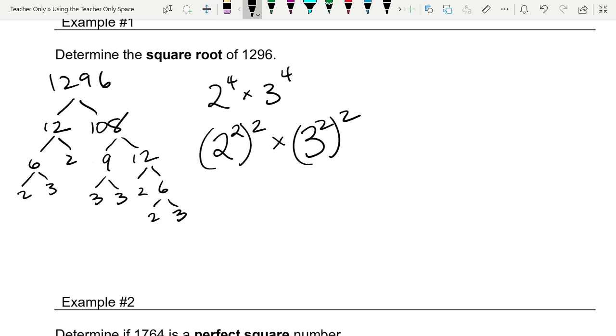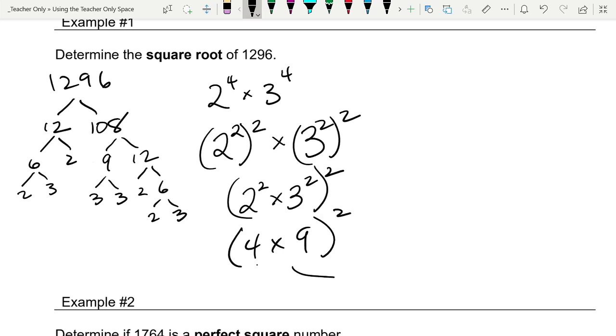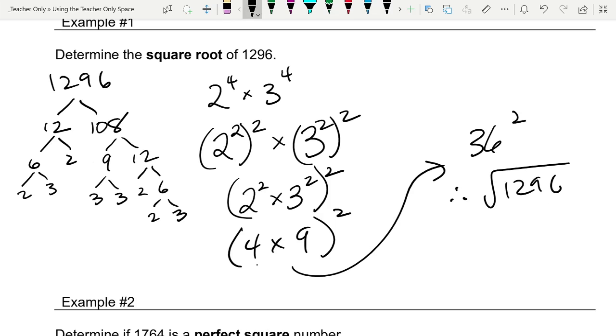And then I'm going to use the fact that, again, I can make that power of a product. I can say it's the product of these two things squared. And there it is. What number squared makes 1296? Whatever 2 squared times 3 squared is, or whatever 4 times 9 is. That's why it's 36. Oops. That's not what I meant to write. 36 squared. Therefore, let me write this better this time.